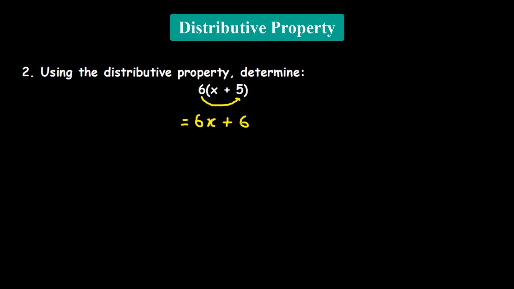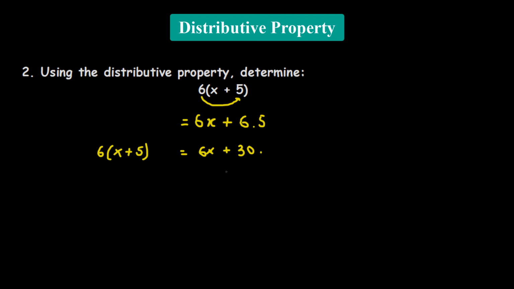So 6 times 5, so we have 6x plus 6 times 5, which is going to be 30. So that means the given expression, 6 multiplied to the sum of x and 5, is equivalent to saying we have 6x plus 30. So this we have obtained by using the distributive property.